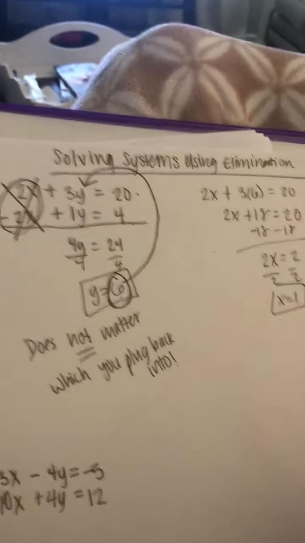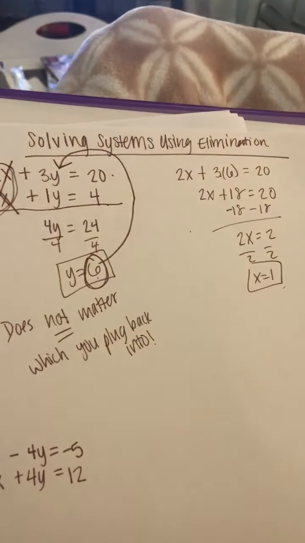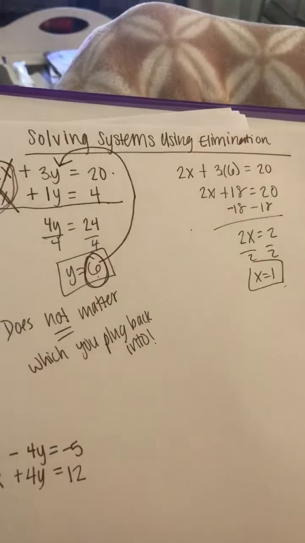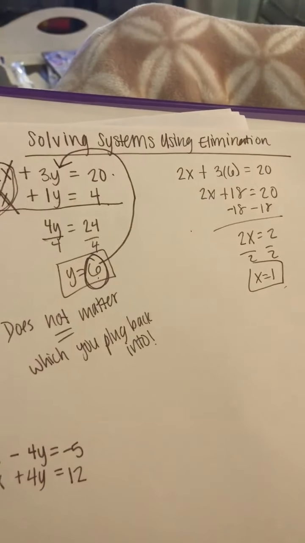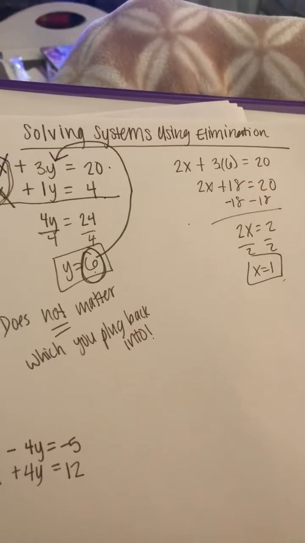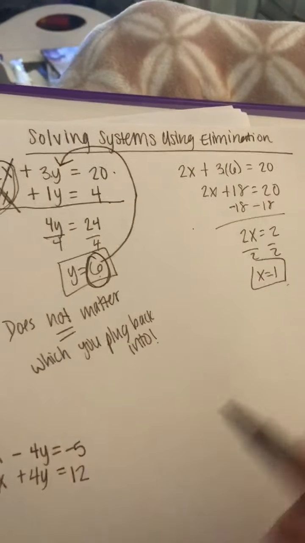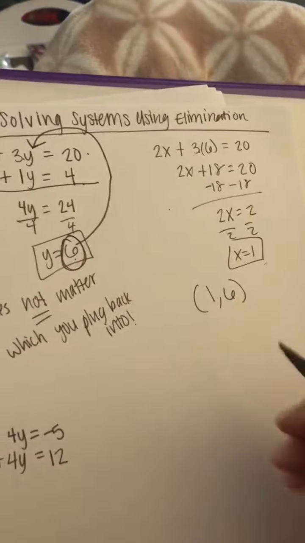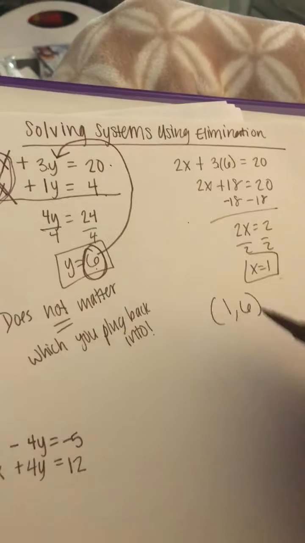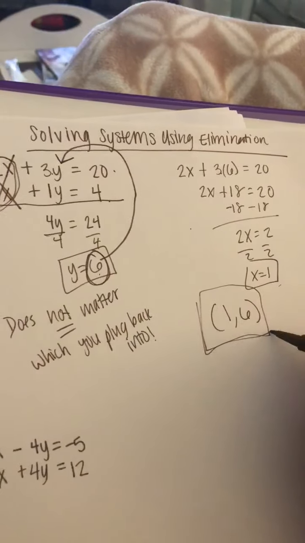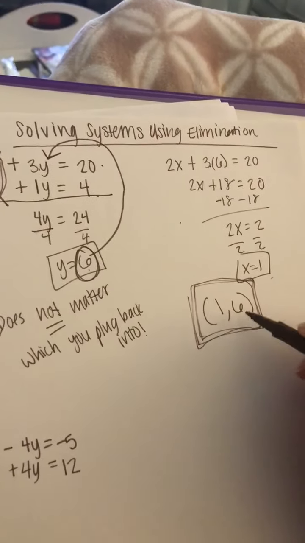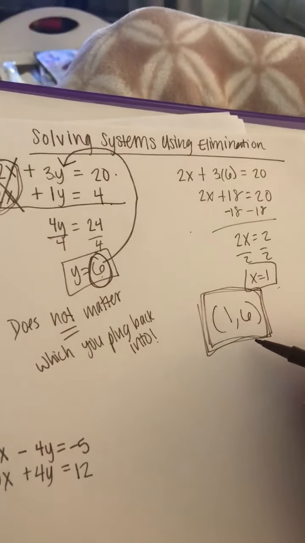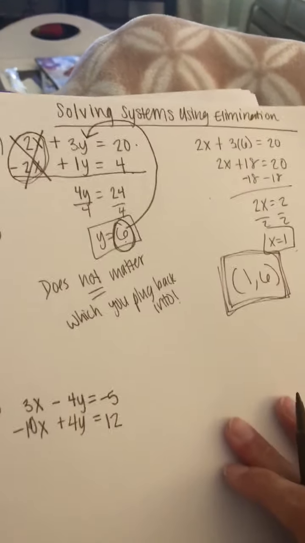So I've done all this work. I found x, I found y, but what do I have to put? I have to write it as an ordered pair, as a coordinate point, however you want to call it. You got to tell me the point where these lines are intersecting. They are intersecting at the point (1, 6). So if you don't have that final part right there, you won't get the full credit. Remember, this is telling me a location on a graph, so the parentheses are required, okay?